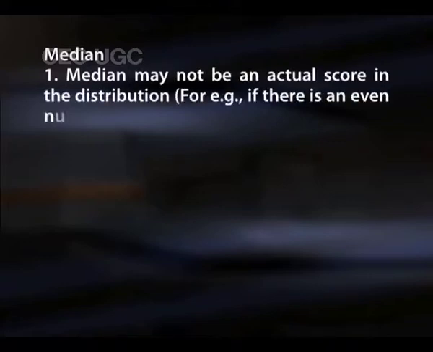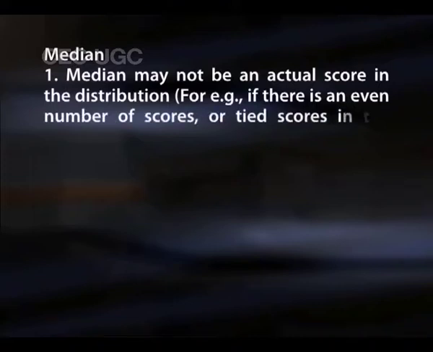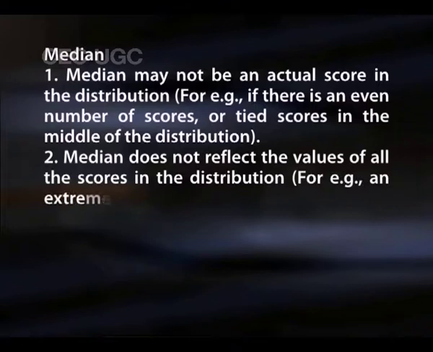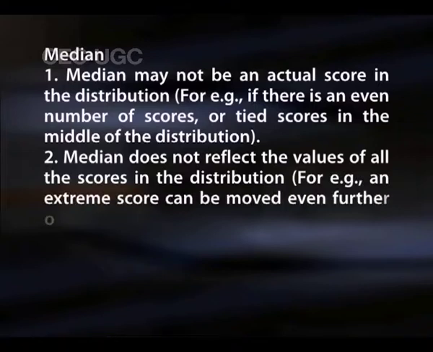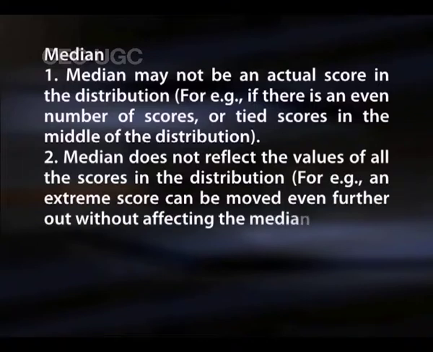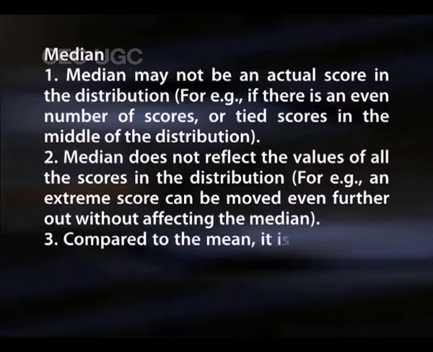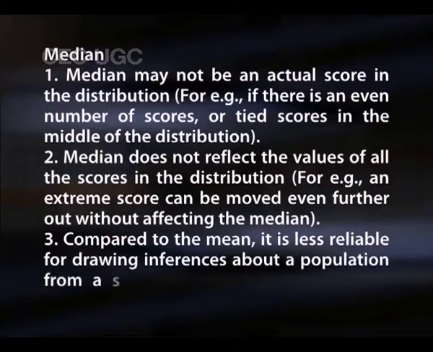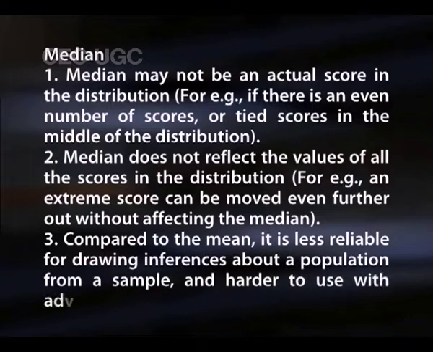Disadvantages of median. Median may not be an actual score in the distribution, for example, if there is an even number of scores, or tied scores in the middle of the distribution. Median does not reflect the values of all the scores in the distribution. For example, an extreme score can be moved even further out without affecting the median. Compared to the mean, it is less reliable for drawing inferences about a population from a sample and harder to use with advanced statistics.